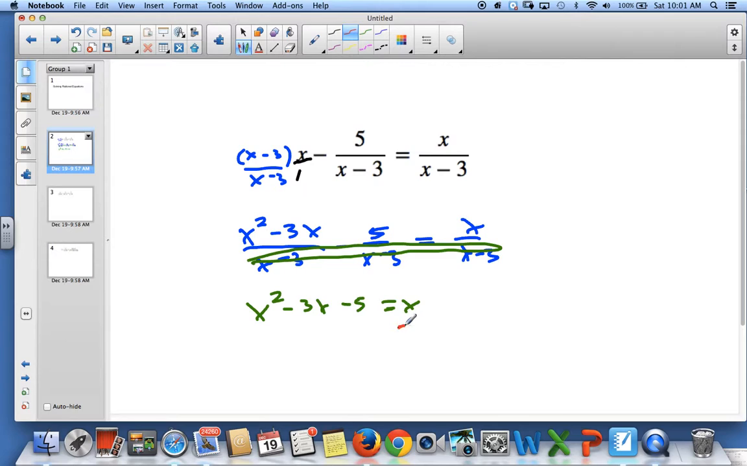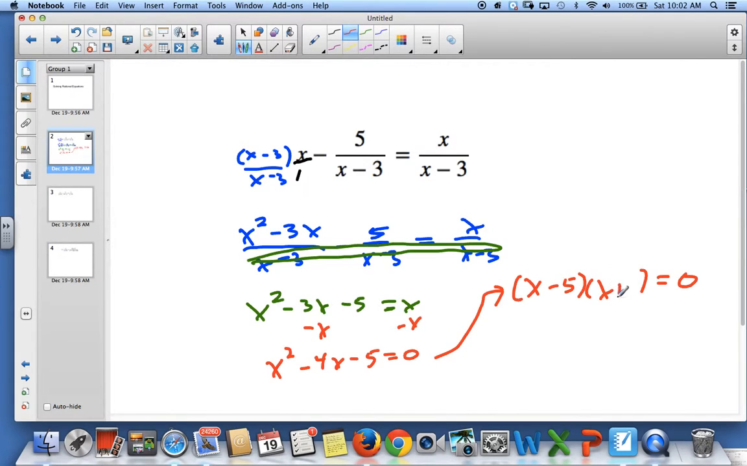So for that one, we're going to subtract x from both sides. And I got x squared minus 4x minus 5 equals 0. And to solve that, I'm going to factor that. So quadratics, if possible, we like to factor them and set them equal to 0. So that's going to be x minus 5 times x plus 1 equals 0. If I did the FOIL, x squared plus 1x minus 5x. And this all works out.